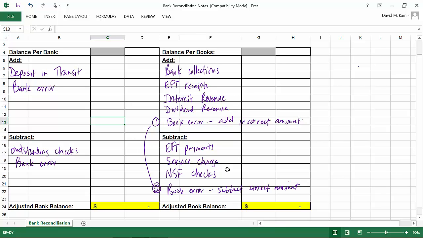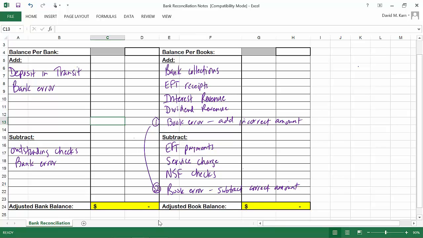Now, what happens if we make a book error? So the way that I would approach this, and I think the best way to go as far as getting it right most of the time: if you have a book error, let's say you wrote a check for $590, and the check was sent in, that was what it cleared for, but you recorded it as $950, meaning you made a mistake, a book error. Here's how to get it right all the time. You always add in the incorrect amount of the book error, and then you subtract the correct amount. So you would do both.